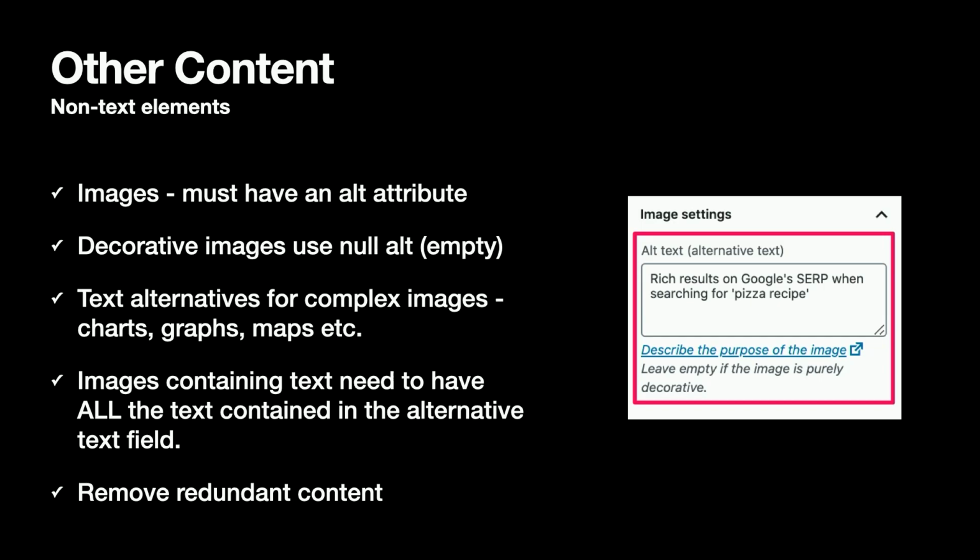Next, type out all the important information. A lot of websites really fail to do this. If you have a graph or an image that has text associated with it or within it, it's really important to type out all that text in the alternative field. That way the screen reader knows what's contained within that image.